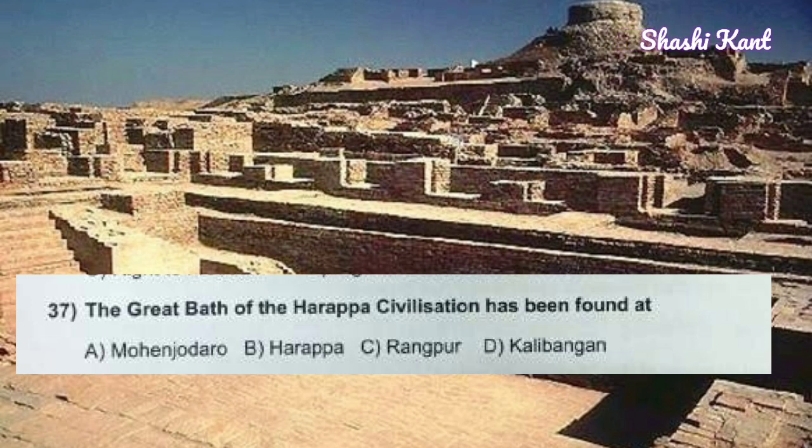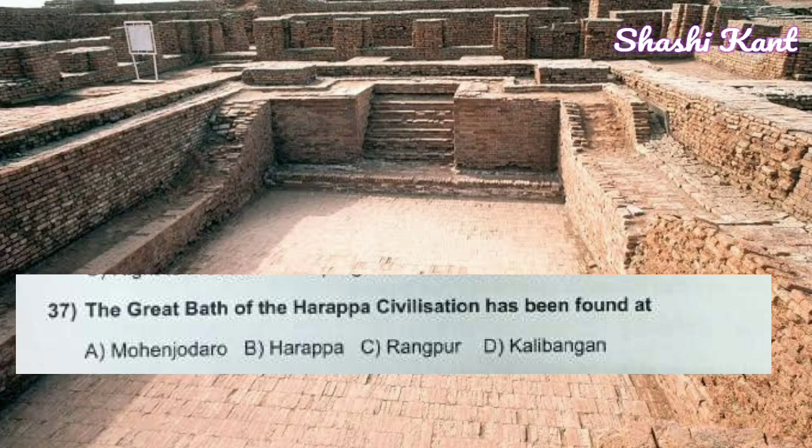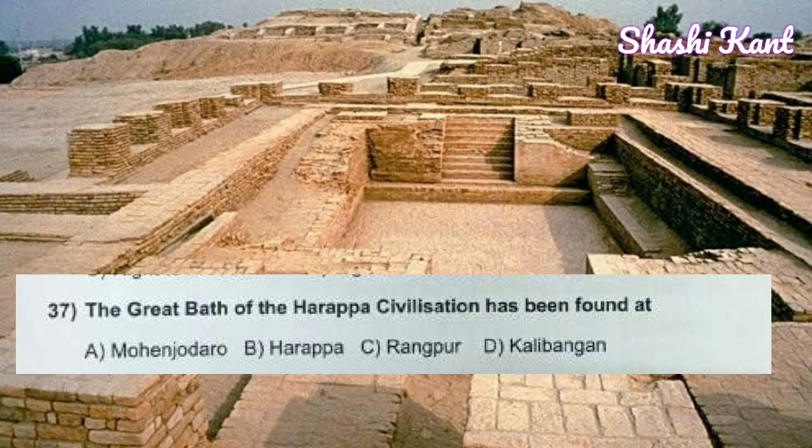Question number 37. The Great Bath of Harappa civilization has been found at A. Mohenjo-daro, B. Harappa, C. Rangpur, D. Kalibangan. And the correct answer is Mohenjo-daro, option number A.